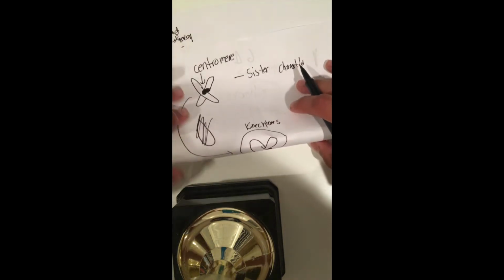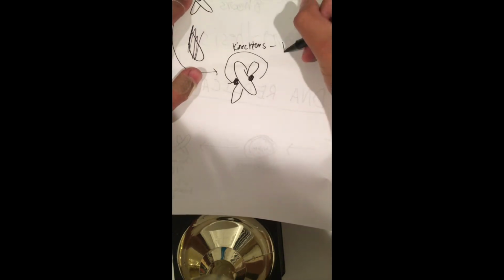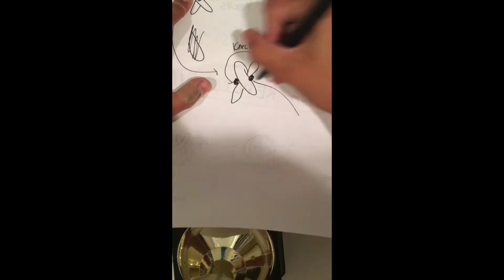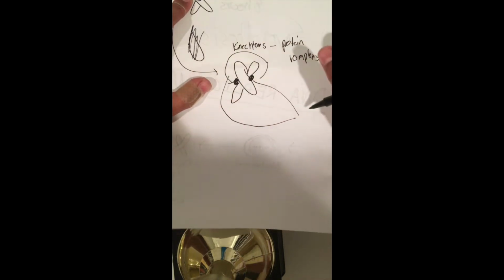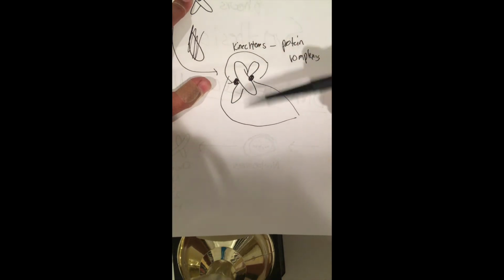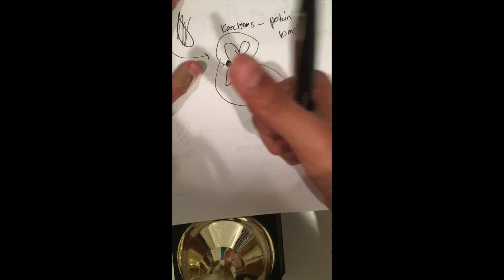Furthermore, if we follow our little arrow, we have another thing on our sister chromatid called the connectors. Connectors are basically protein complexes, and spindle fibers, which we'll get onto in the G2 phase, will attach to these connectors and pull them apart during anaphase, but we'll get to that later. So let's get ready for G2 phase.